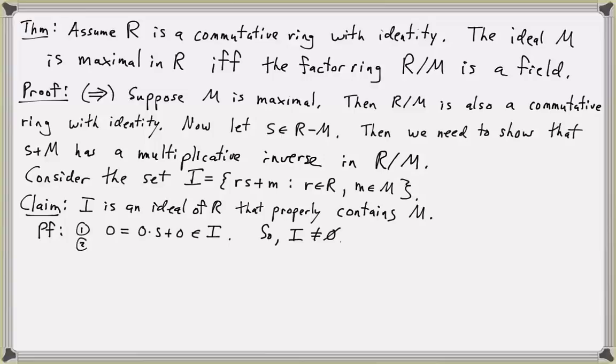Secondly, we're going to show that I is closed under subtraction. So suppose I have two elements of I. Let's write them as r1 s plus m1, and I subtract an element r2 s plus m2.